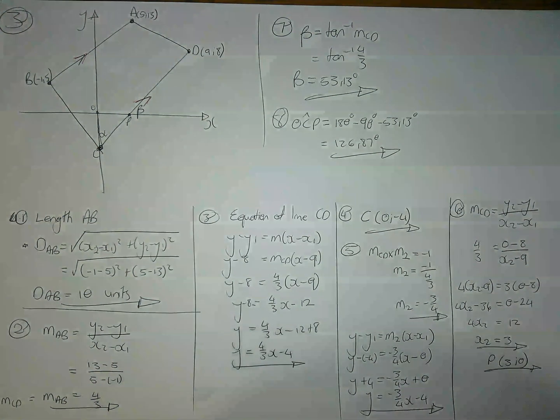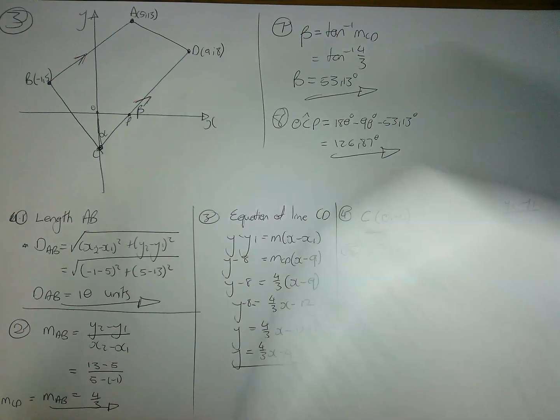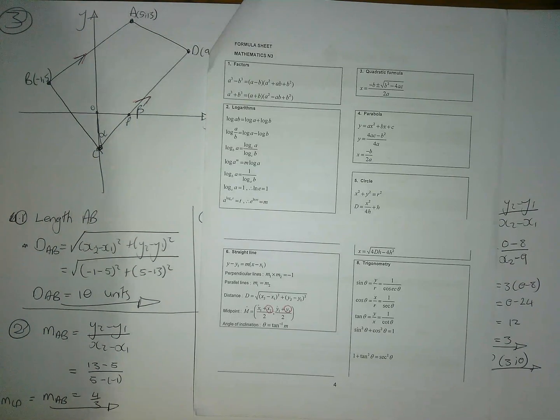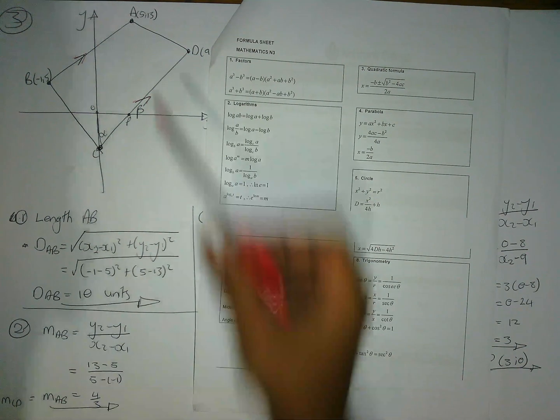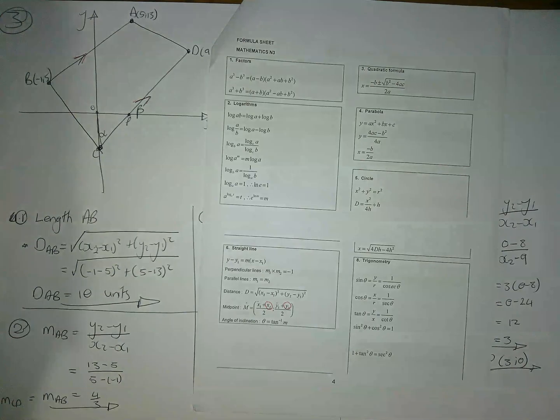So, question one, the length of AB. Now, what do I do with this? I look at my formula sheet and I look, where is the formula for length and distance? I find it's there. All I do is substitute in my values for AB. Then in the calculator, I get my answer 10. Straightforward, 2 marks.